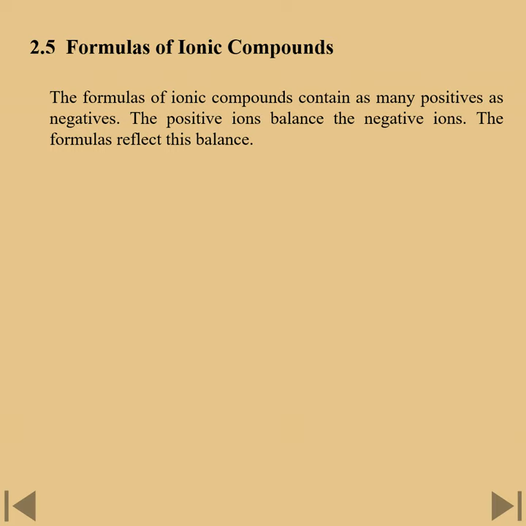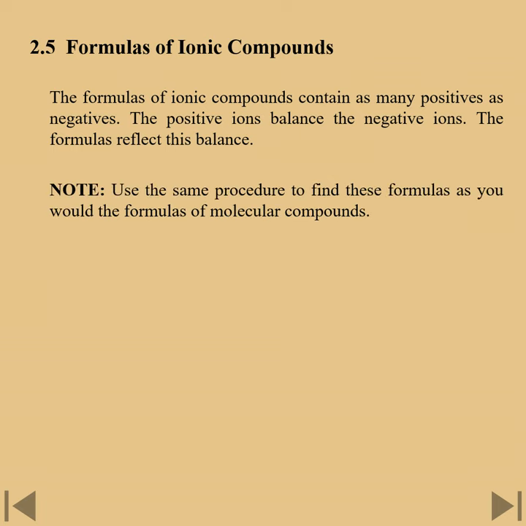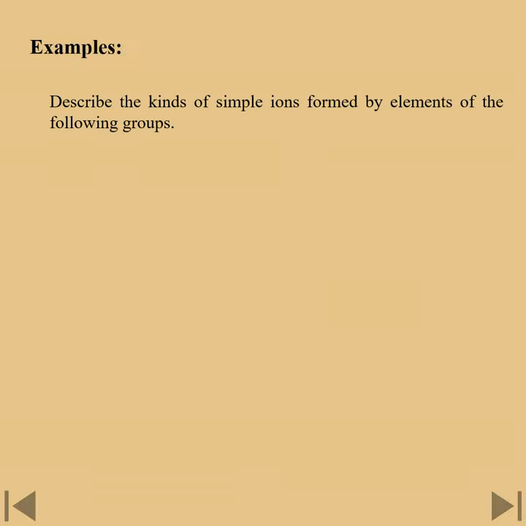Okay, now the formulas of ionic compounds, as we've already seen, reflect the balance of positives and negatives. So it's the same procedure we did earlier. I mean, we did our first examples with ionic compounds. Actually, we'll do some chemical formula determination for ionic compounds in a moment.